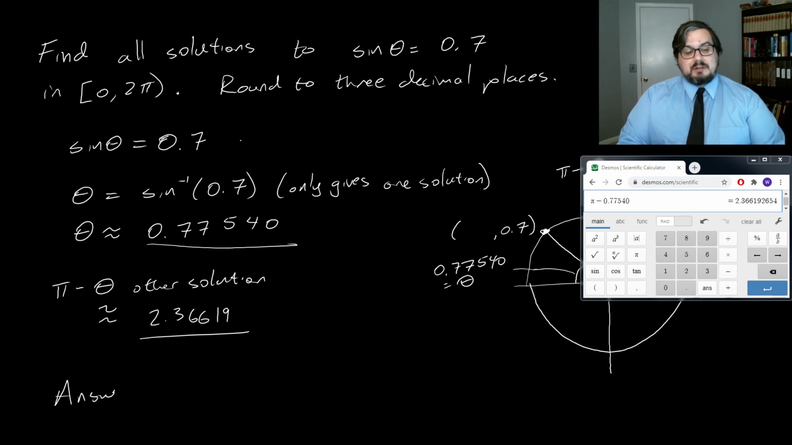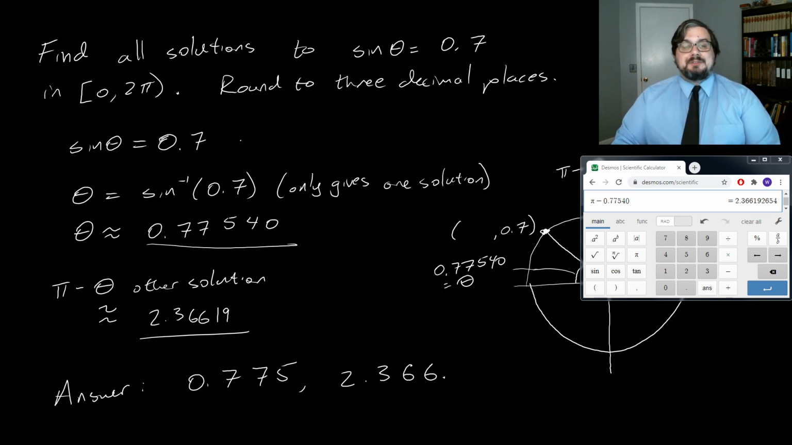So our answer here, rounded to 3 decimal places, will be 0.775 and 2.366. Those are the two angles in the interval from 0 to 2 pi that have a sine of 0.7. And that's how we can use the inverse trig functions to work these out. Now, getting all of your solutions to equations like this requires you to do some manipulation here. But there are some patterns that we can work on that will help you out here. They are different for sine and cosine and tangent, but that's all right. We can work it out.